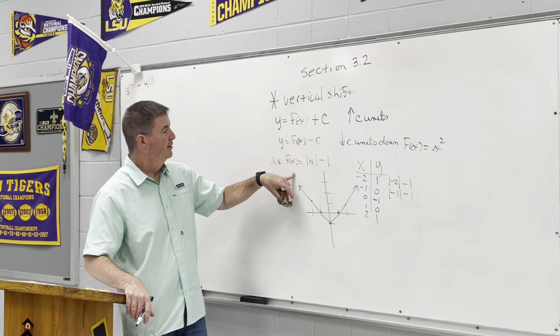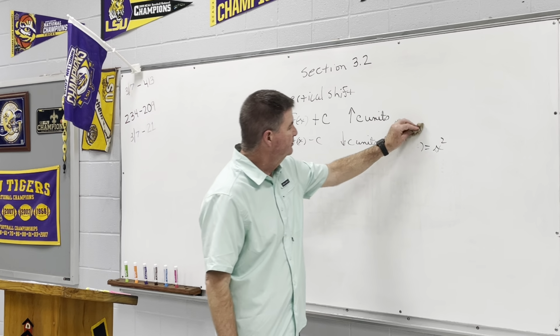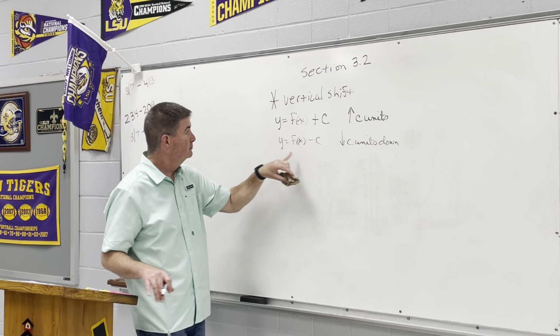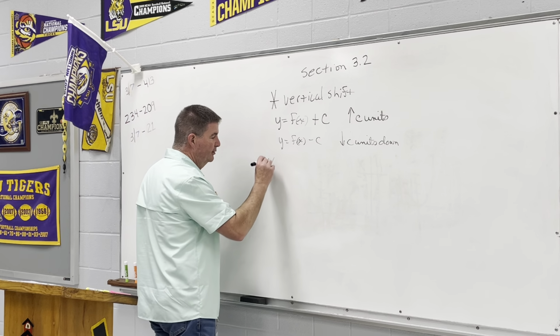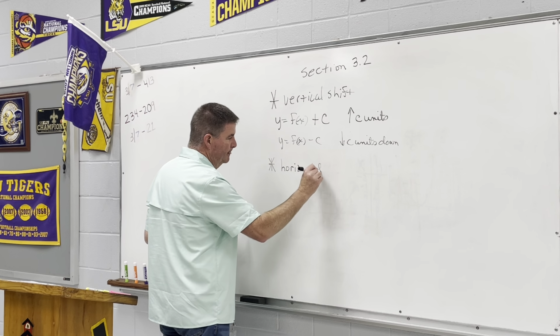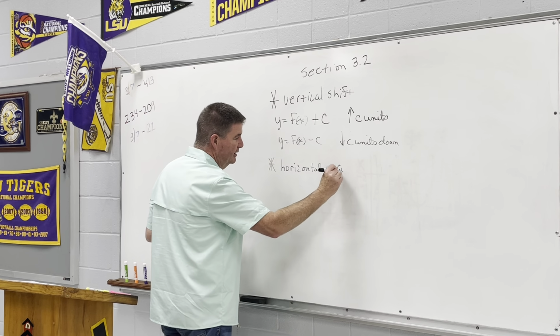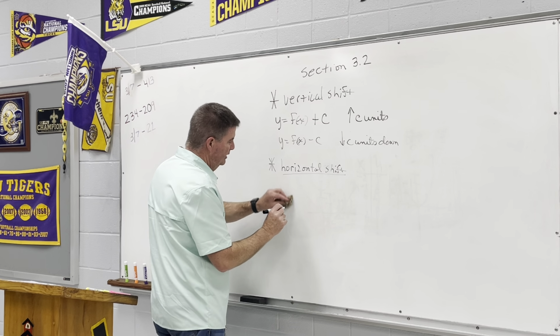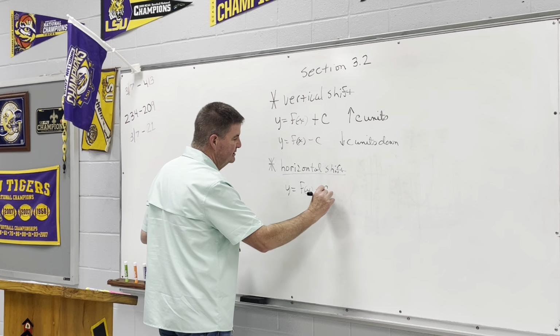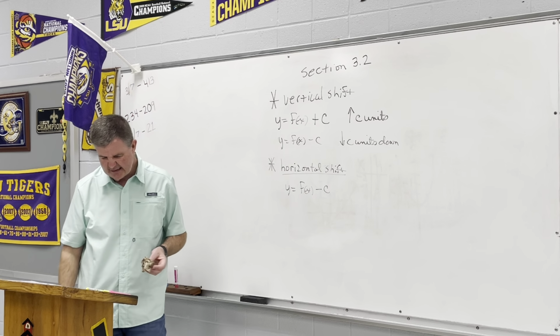So we have vertical shift up, where we take the function and we add c to it. We have the vertical shift down, where we take the function and we minus c from it. After vertical shift, we have a horizontal shift. Horizontal shift means to shift left or right. So for a horizontal shift, I might have y equals f of x minus c.